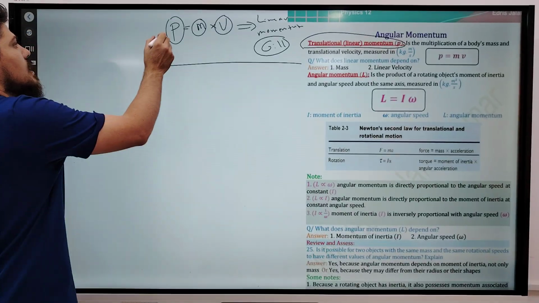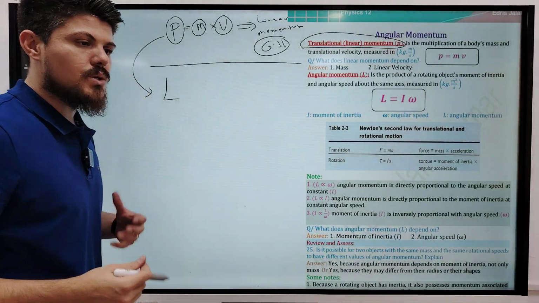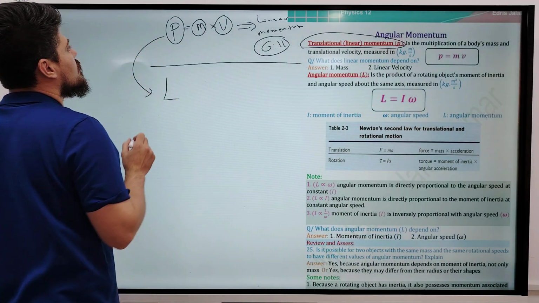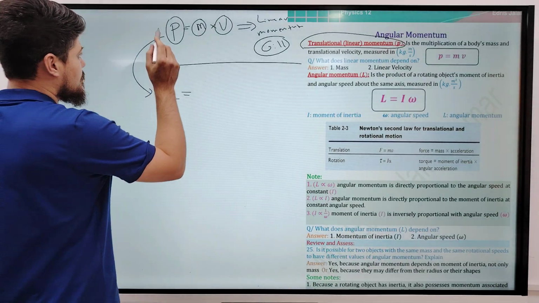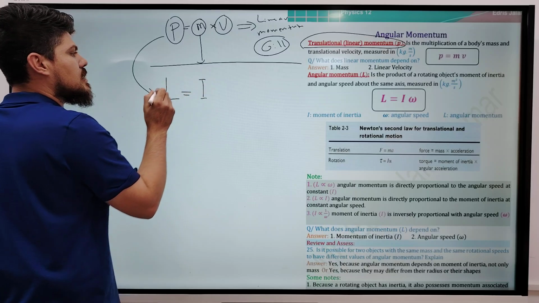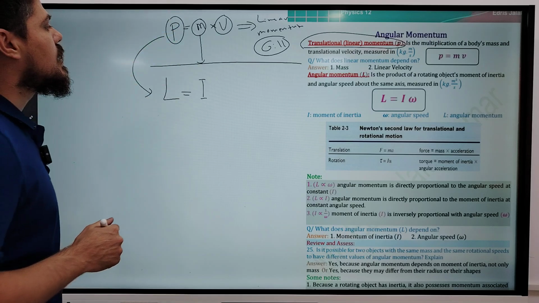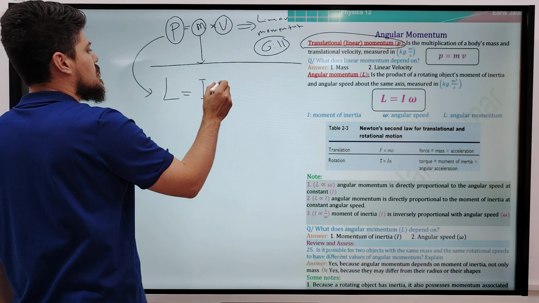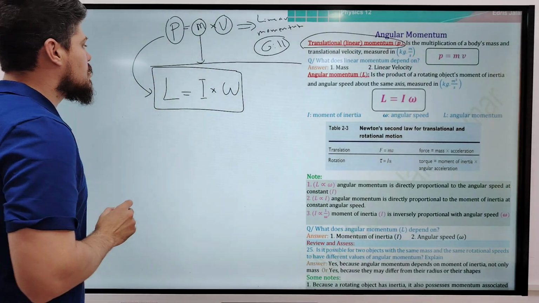But in grade 12, instead of linear momentum P, we have angular momentum. Capital L represents angular momentum. What is the rotational analog of mass? Moment of inertia. What is the rotational analog of velocity or speed? Angular speed.